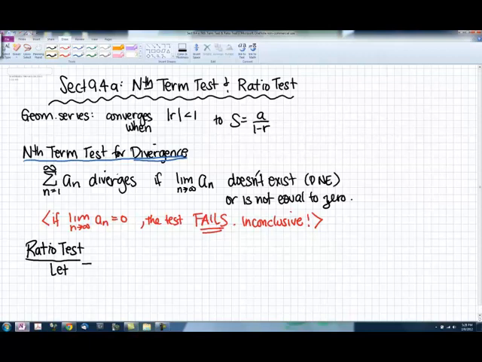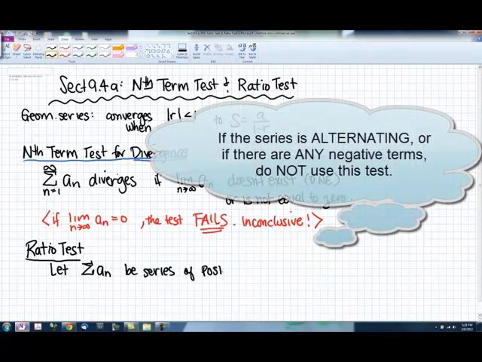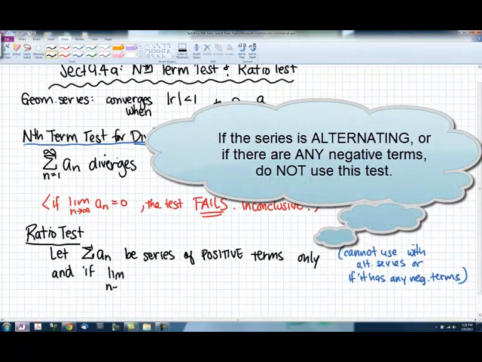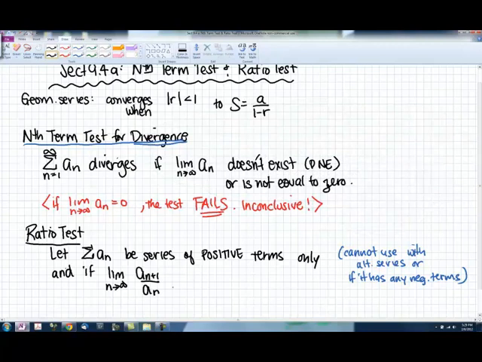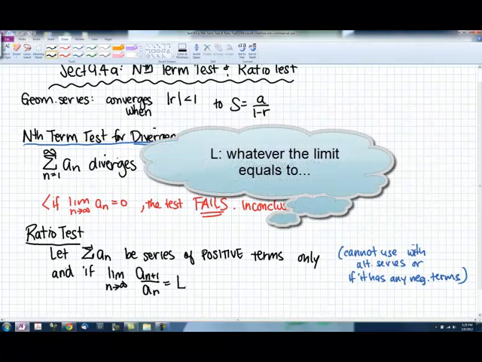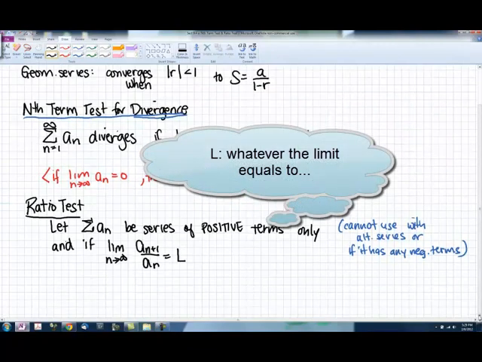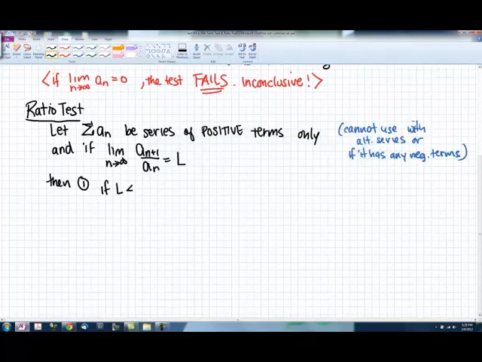Our second one is called the ratio test. We're going to have our series, a sub n, be a series of positive terms only. And if the limit as n approaches infinity of a sub n plus 1 over a sub n equals L, then there's a couple things that we look at. If L is less than 1, the series converges.